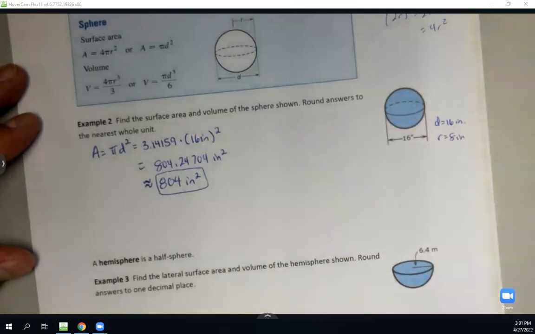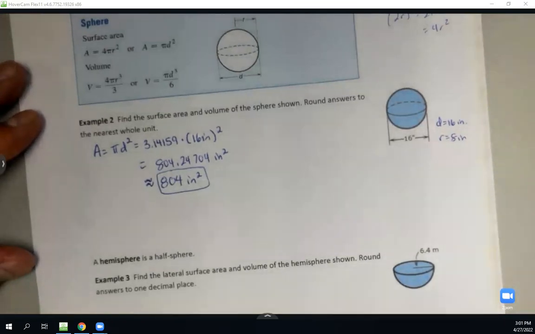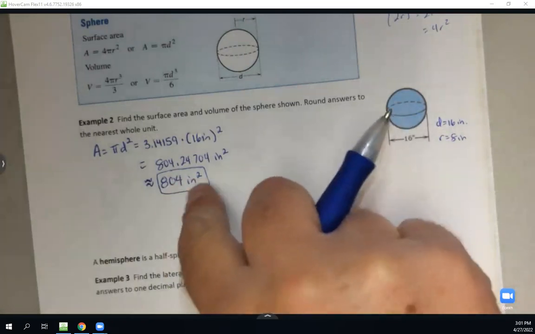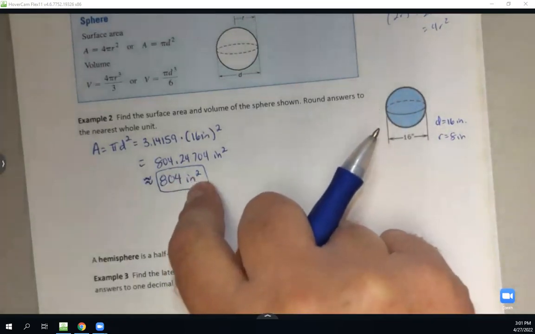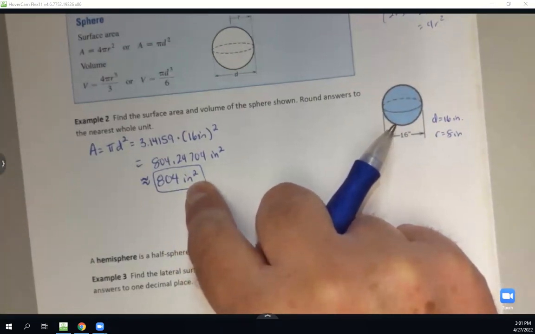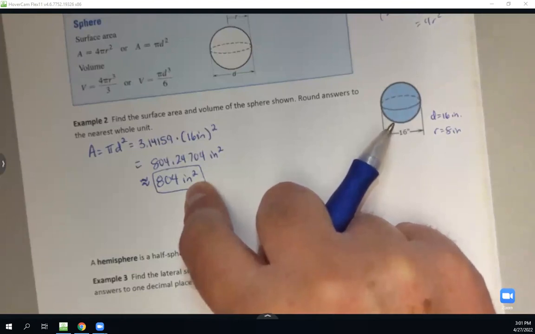Remember that paint problem from earlier? If we could cover 400 square, well, that was square feet instead of square inches, so never mind. But if this was square feet, then it would take just a little more than 2 gallons to be able to paint the thing. Okay, does that make sense? Probably it's close enough we could squeeze it out of 2 gallons, but okay.